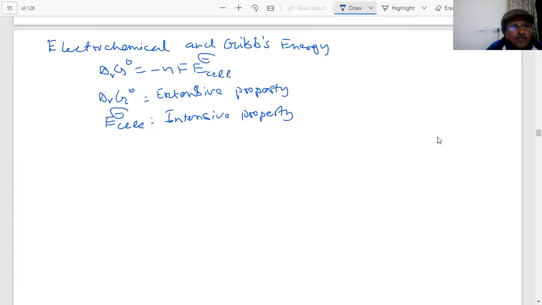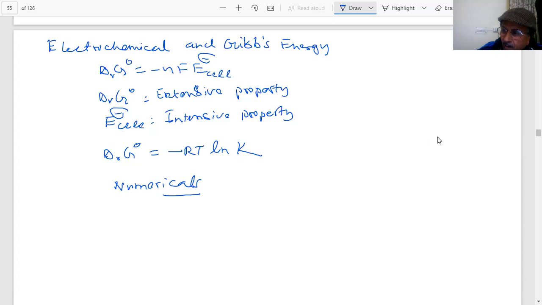So we already know further relationship was given, and delta rG standard is also equal to minus RT ln K, where K is the equilibrium constant. These values are related. Why do we need them? They will be used for solving numericals for the exams. This is the first part of electrochemistry. Tell me, are you aware of these formulas? There will be questions and numericals on this.